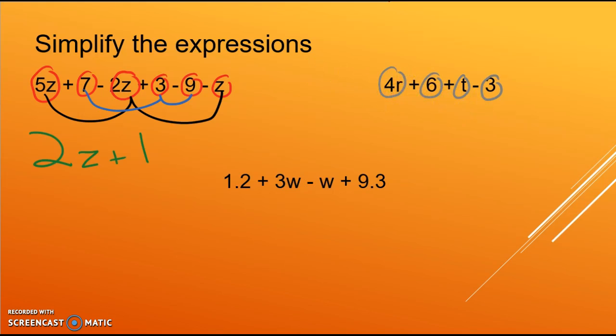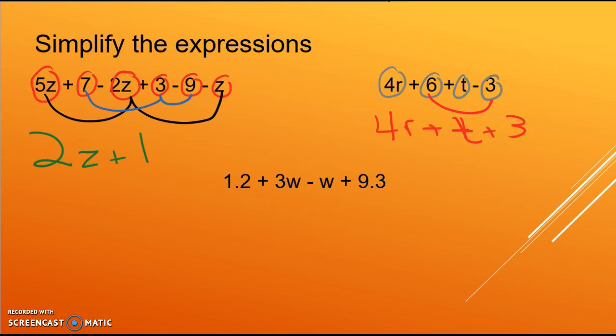But what I can combine are these 6 and this 3 right here. So if I were to do this, I would have 4r plus t, and then 6 minus 3 is plus 3. That would be your final answer, 4r plus t plus 3.